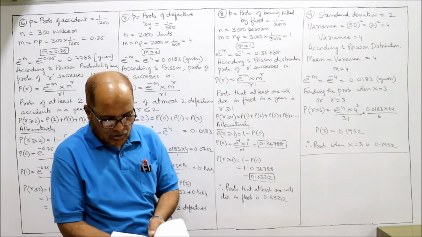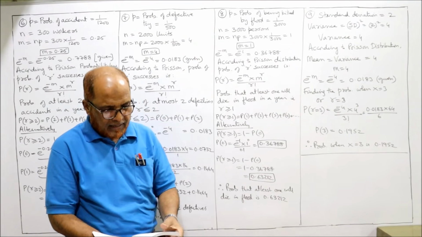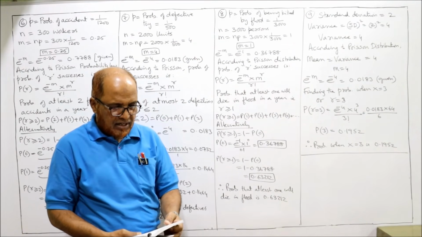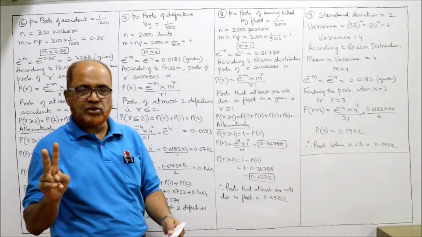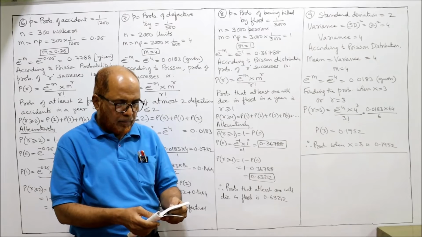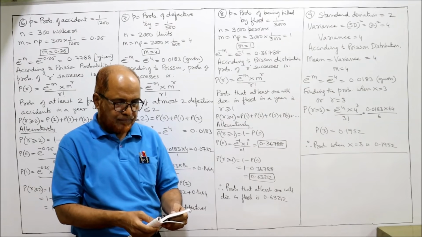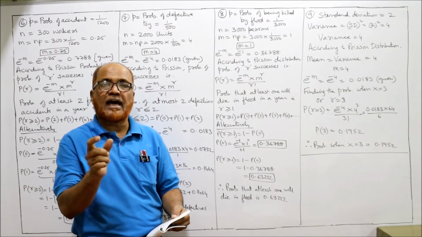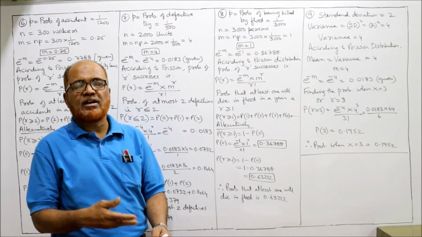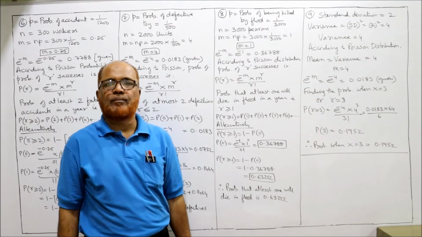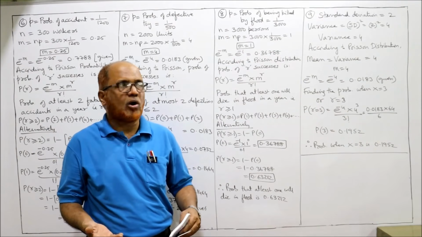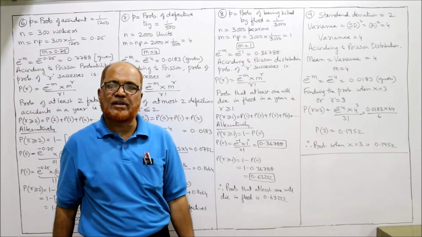Now see the 9th problem. The standard deviation of a Poisson distribution is 2. Find the probability that x is equal to 3. It is giving a notation as x, but we are using the notation r. So whether you use x or the r doesn't make any difference.